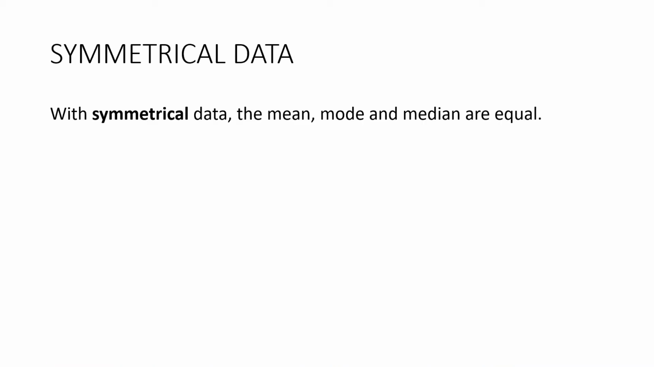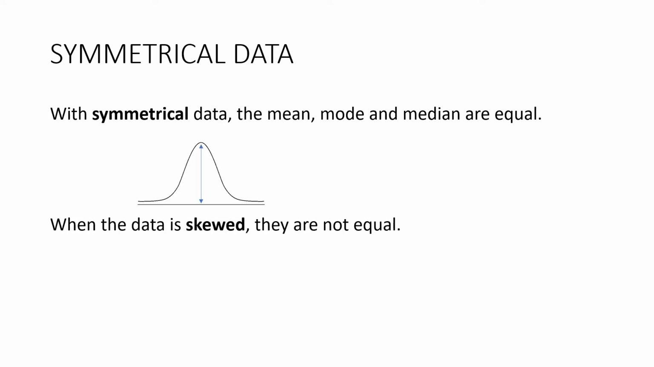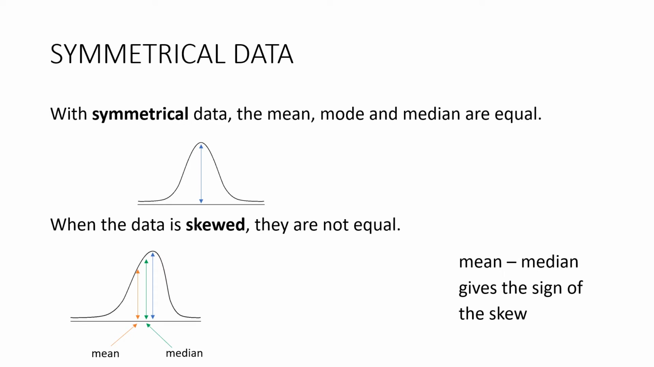Now let's return to the shape of the distribution. With symmetrical data, the mean, mode, and median are equal, like here. But when the data is skewed, they're not equal. So remember, if we've got a negative skew, like this, our mode is where the hump is. And in this case, we're going to have the median just to the left, and then the mean just to the left of that. And I might have mentioned in the last video that the mean take away the median gives us the sign of the skew. So in this case, I'm doing a smaller number, take away a bigger number, which is what gives us the negative. So this is a negative skew.